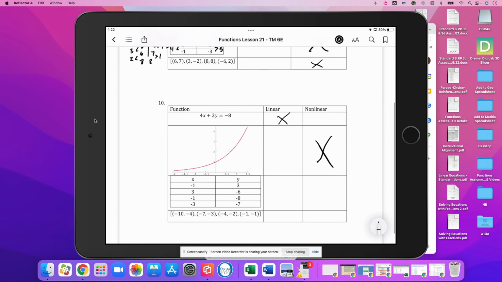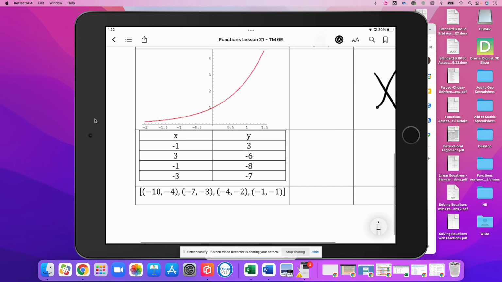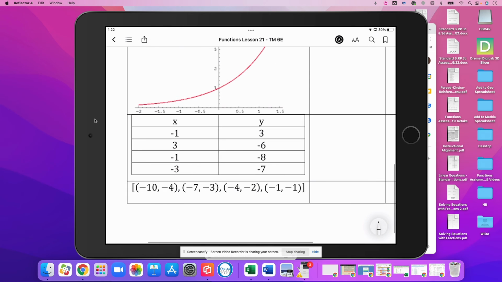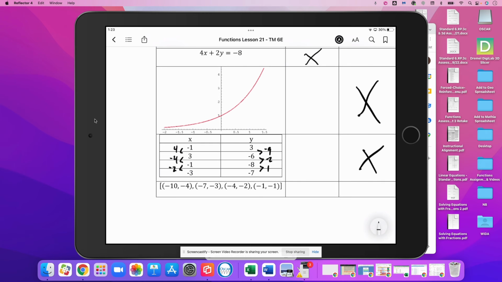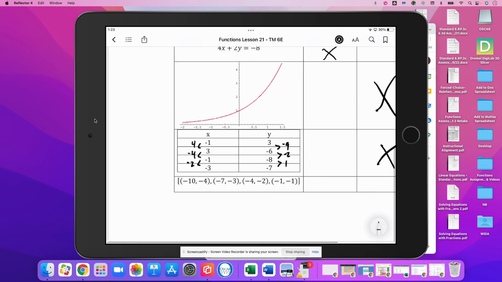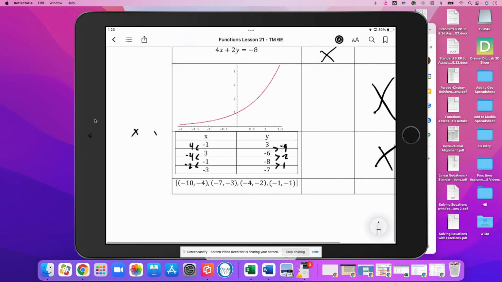Okay. And the last one, we got the table. So on this table on the left, we have an increase of 4, a decrease of 4, and a decrease of 2. Over here, we have a decrease of 9, a decrease of 2, and an increase of 1. No consistency, not linear.